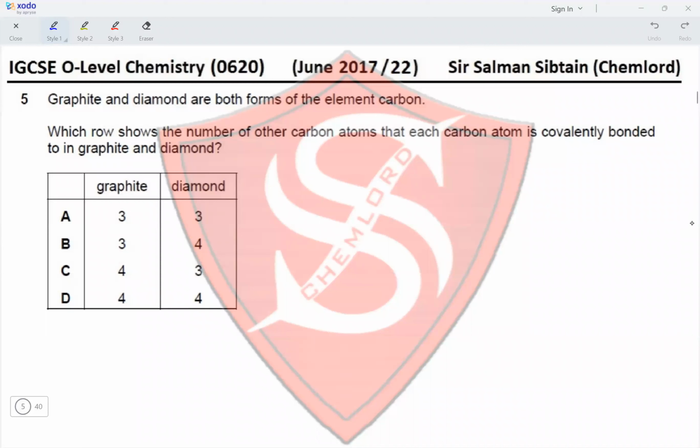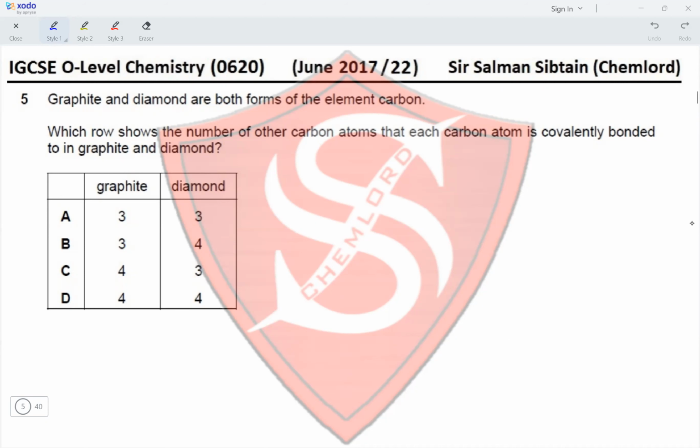Question 5. Graphite and diamond are both forms of the element carbon. Which row shows the number of other carbon atoms that each carbon atom is covalently bonded to in graphite and diamond? In graphite, a single carbon is bonded to three other carbon atoms because there is one electron that is available for the conduction of electricity, which is not the case in diamond because all the four carbon atoms have formed covalent bonds with other carbon atoms. So no electron is available for conduction of electricity.